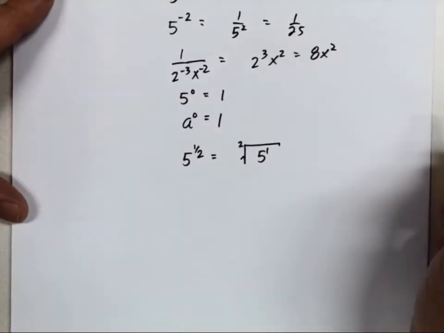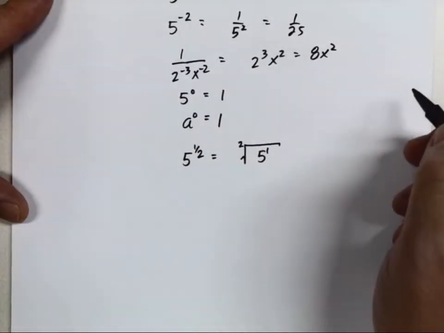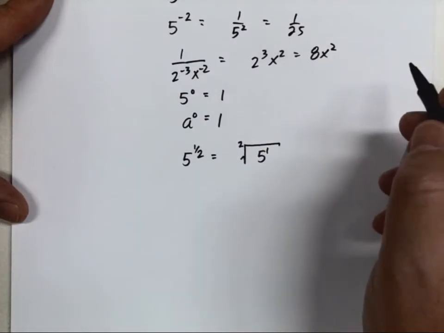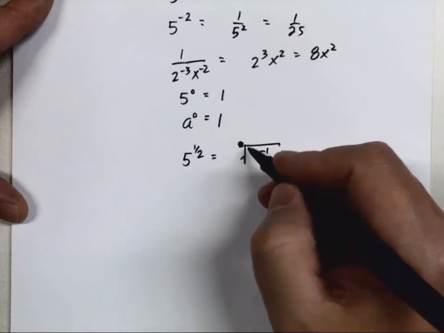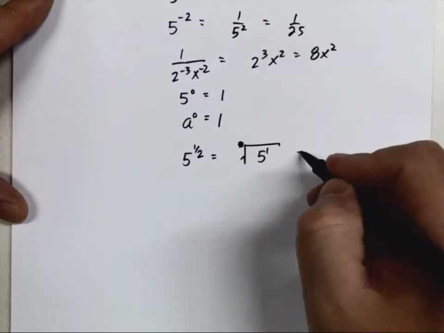Now normally, of course, when the root or the index is 2, you don't put it there. When there's nothing there, we know it's a square root.